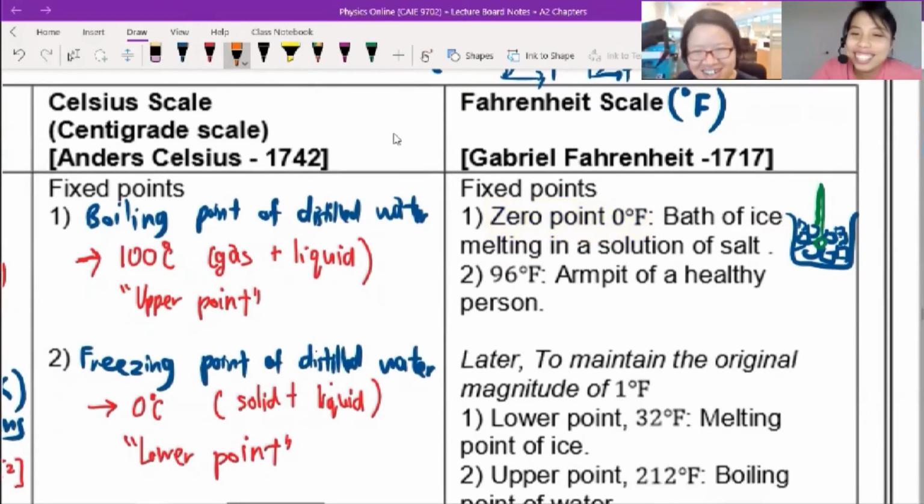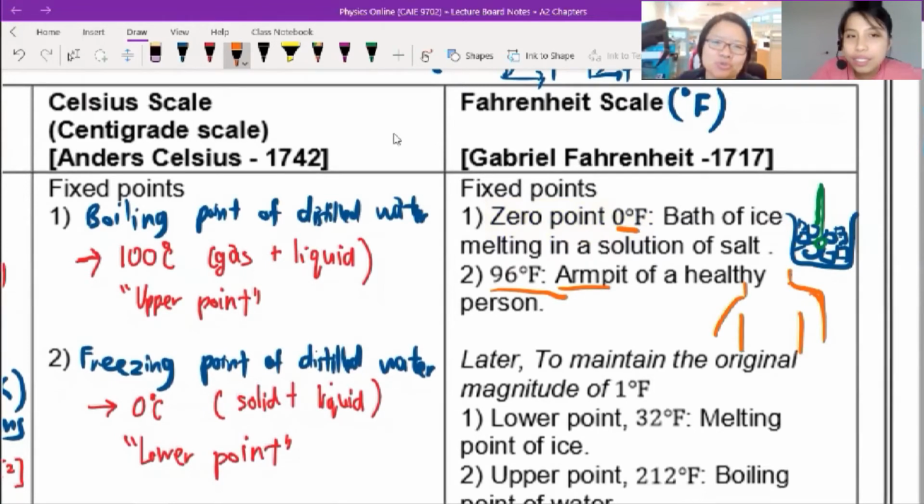What? Why? He was just doing the thermometer and he doesn't know what's happening. I don't know how to draw armpit, miss. Like that lah. So later, he drew 96 intervals in between 0 and 96 Fahrenheit.